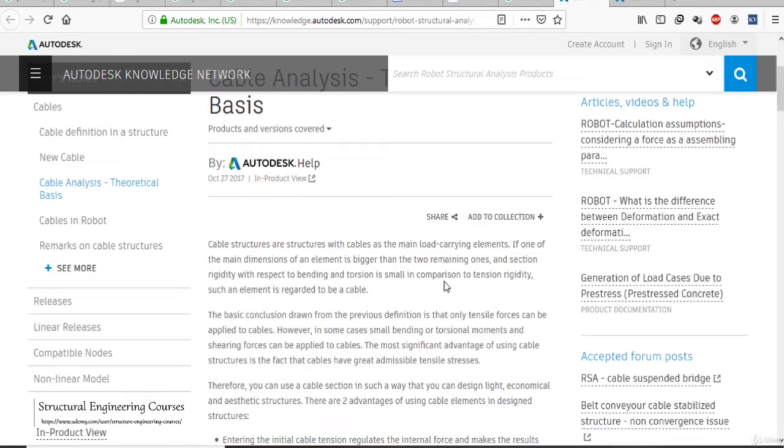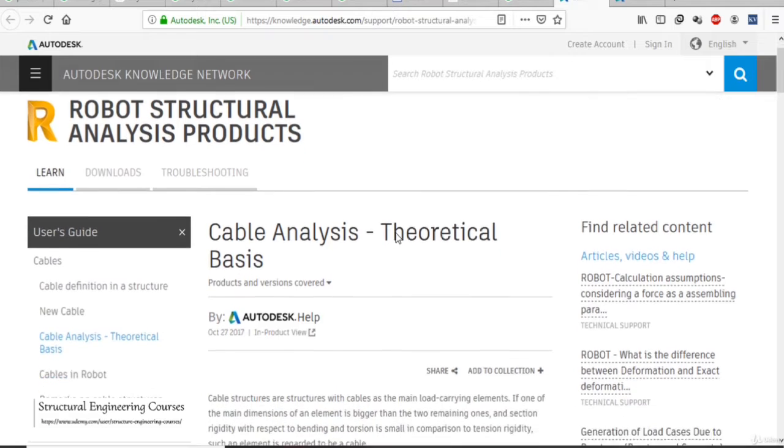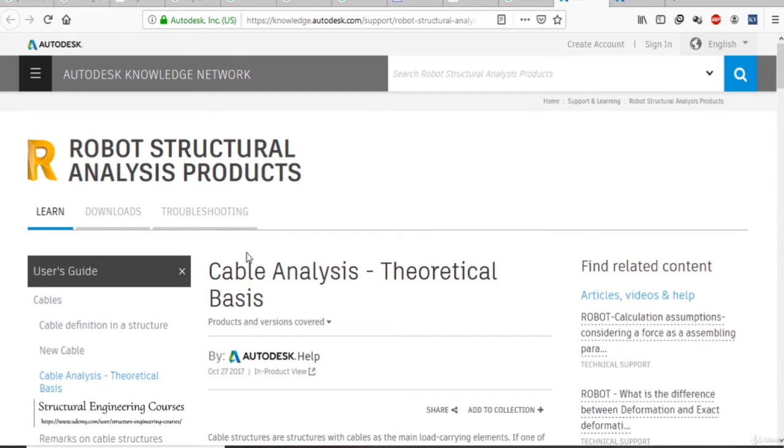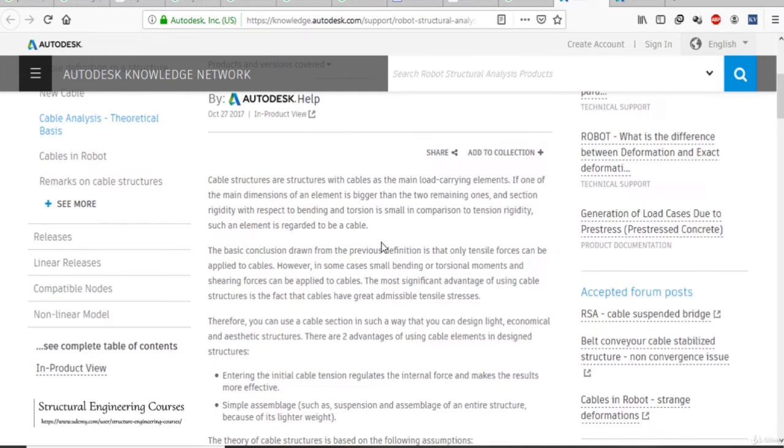But before starting the cable analysis in STAAD, I just want to give you a brief introduction of what exactly a cable is, what exactly we mean by cable analysis, and what the theoretical basis of them is. For that, I have opened this page from Robot Structural Analysis. This is also very good software for designing, but I'm just using it to explain these cable structures.